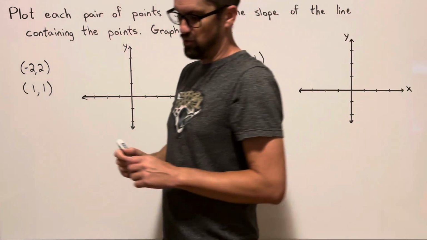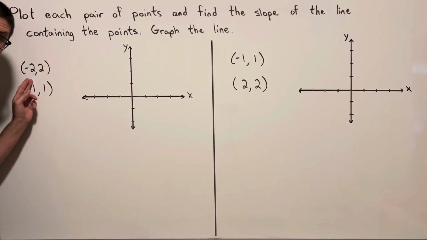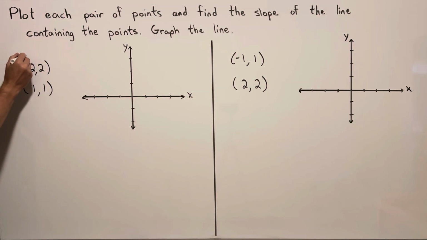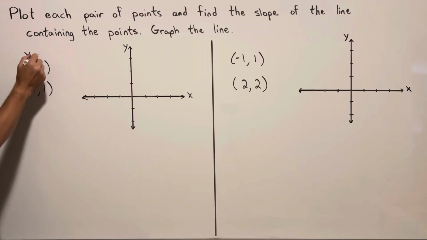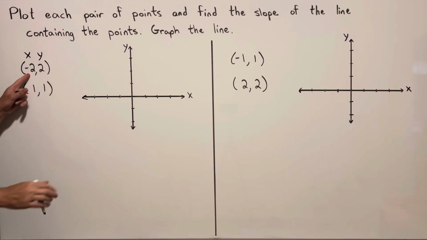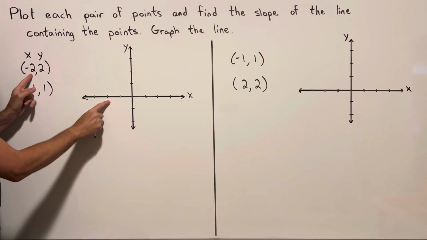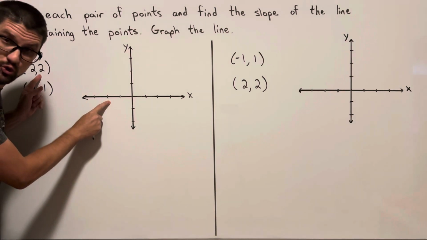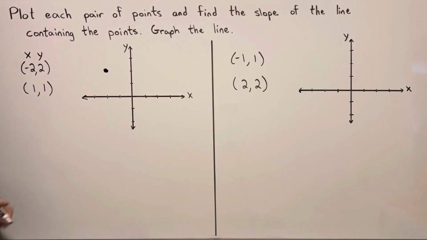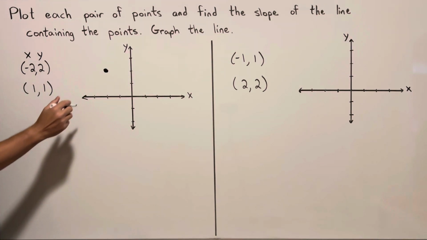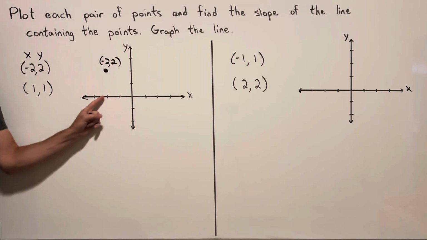Now to plot these points, you need to realize that the first number is the x value and the second value is the y value. So what you're going to do is locate -2 on the x-axis. So we go to the left 2 units. And then the y value is 2, so we're going to go up 2 units. So that point is going to be right there. Going to the left 2 and then up 2.